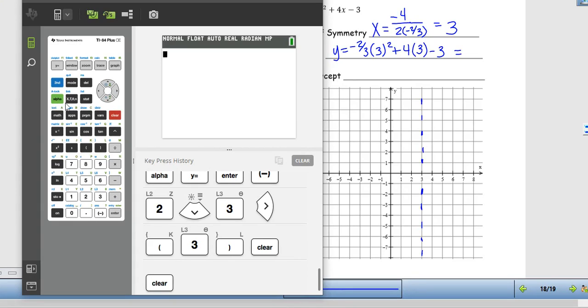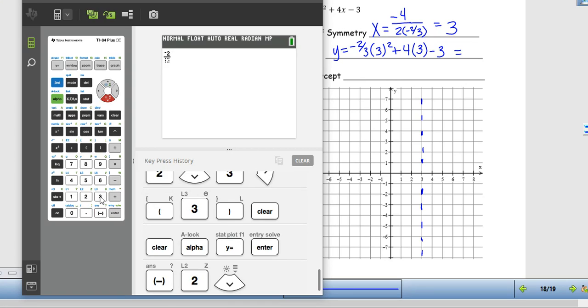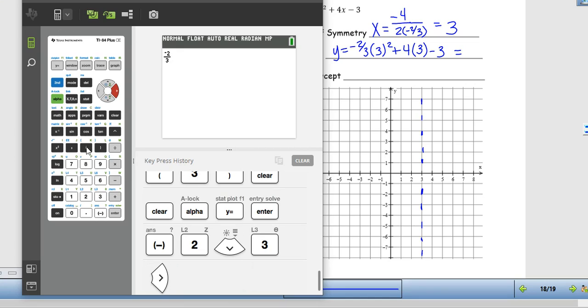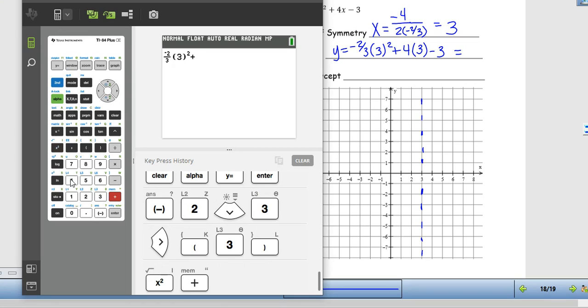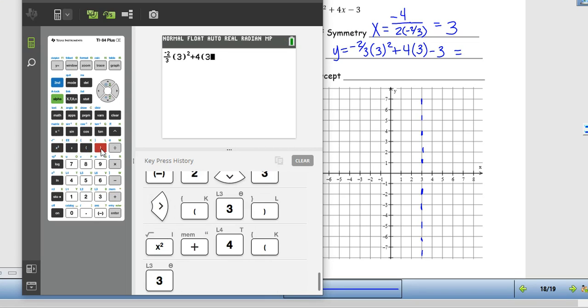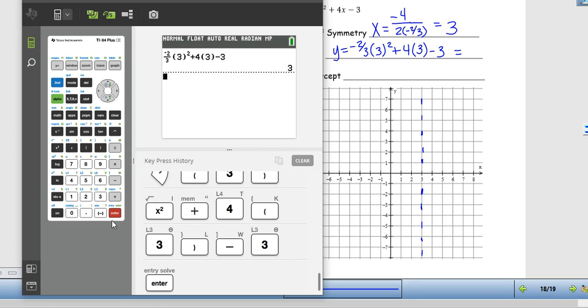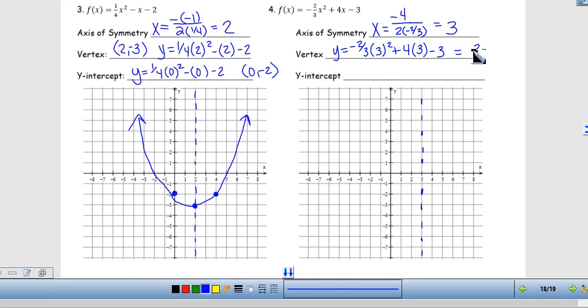All right, let's plug this in. We're going to have alpha y equals enter -2 divided by 3. We'll put a parentheses down, 3, close the parentheses and square it. Plus 4, parentheses 3, and then -3. That gives us an answer of 3. So my vertex is at 3, 3. I'll put that on the graph at 3, 3, and now I'm going to find my y-intercept.